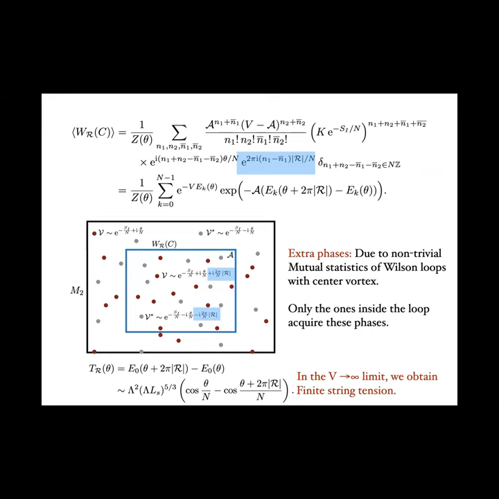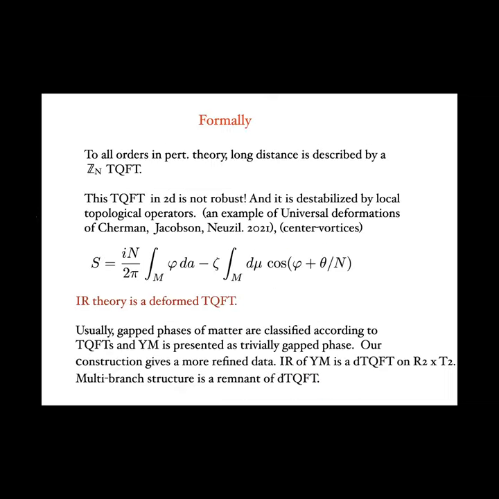But now, let us insert some Wilson loop here. The only distinction in this story is the following. Depending on whether the vortex is inside or outside: if it's outside, you do not bother. But if it is inside, there is an extra phase, which depends on the N-ality of the representation of the Wilson loop. Then you do the sum again, and from there, you can deduce the string tension for the Wilson loop in representation R. And you obtain this formula in the volume goes to infinity limit.